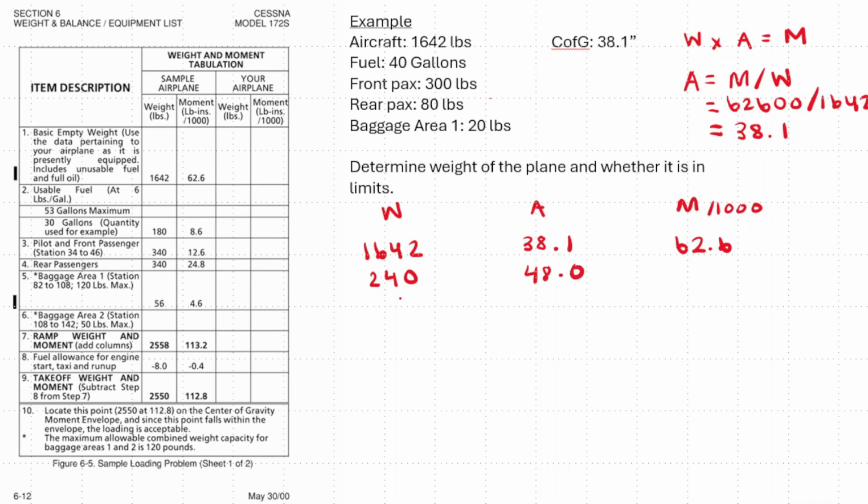Okay? So we have the weight, we multiply it by the arm, and in this case, when we do that, we'll get 11,520.